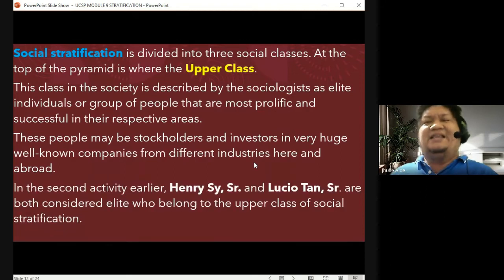In the second activity earlier, yung kanina sa pyramid, Henry Sy and Lucio Tan, they are both considered as elite, and they belong to the upper class of the social stratification. So kung kilala nyo sila Henry Sy and yung mga anak ngayon ni Henry Sy, and then the Lucio Tan group, so sila yung nasa upper class.